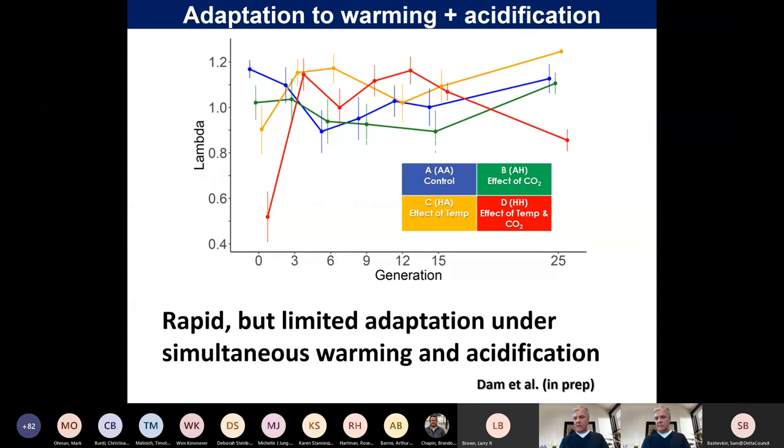Illustrated here is limited because it didn't come back, it didn't remain full. The evolutionary rescue wasn't full. The other important thing is that the nature of the interactions between warming and acidification is different at the beginning of the experiment than at the end, which makes it challenging to make predictions about the future performance of populations because the interactions don't seem to always work in the same way.